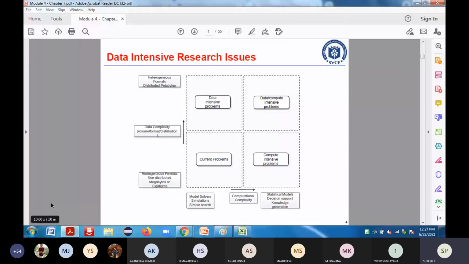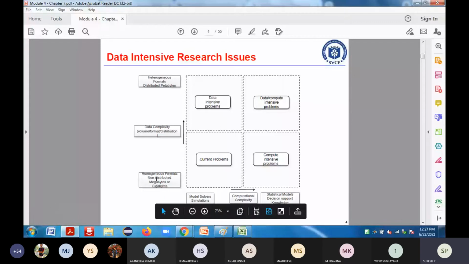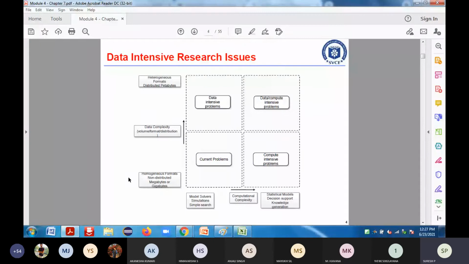So we are going to have the homogeneous format, that is, the same type of information, and it will be in terms of megabytes or gigabytes. Now, if you take the data completely, with respect to the volume, format, or distribution, then it will become the heterogeneous format.